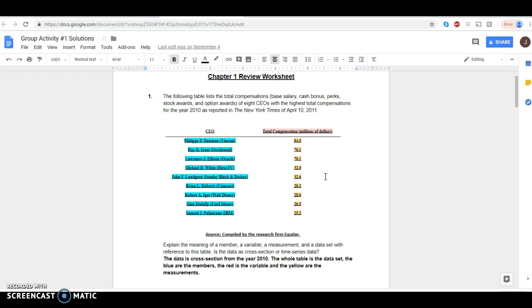If we were looking at, say, a single CEO and his annual salary over a multitude of years, that would be time series. So you're looking at how things change over time for time series data, whereas cross-sectional data is kind of comparing the landscape at the same point in time.